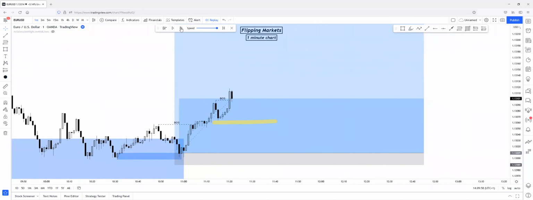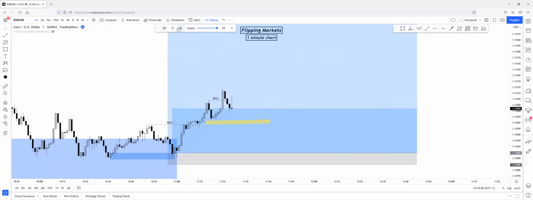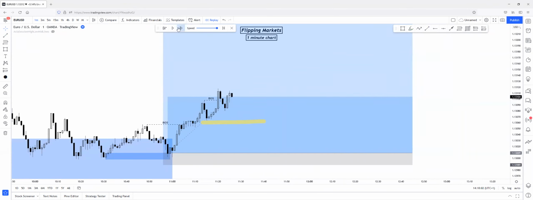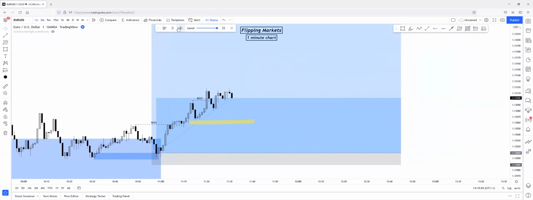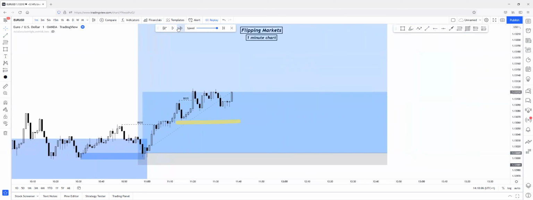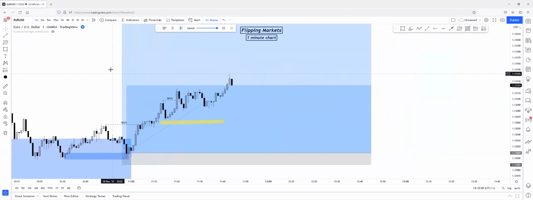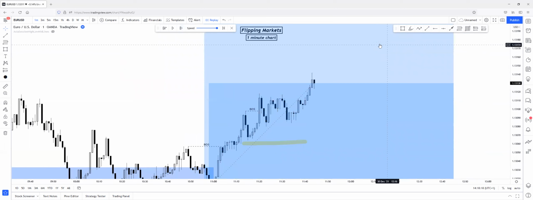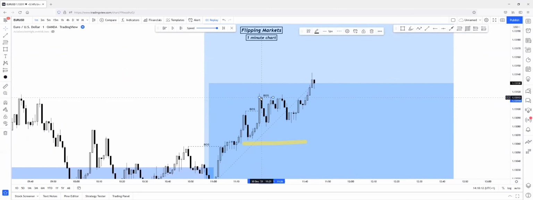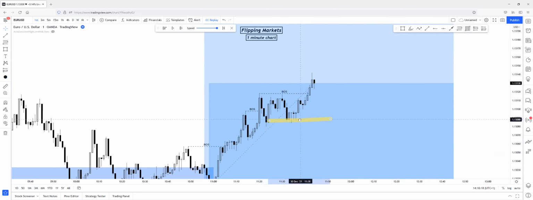Let's see what happens next. Price creates a pullback again, as you can see. Pullback, pullback. Liquidity. And price broke structure to the upside again. As you can see, here's a break of structure to the upside. Also, it happened here. So I will just place my stop loss below this.